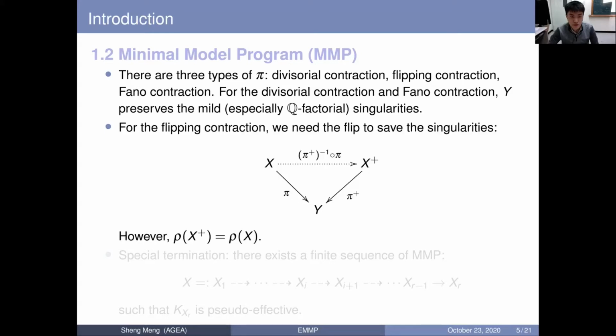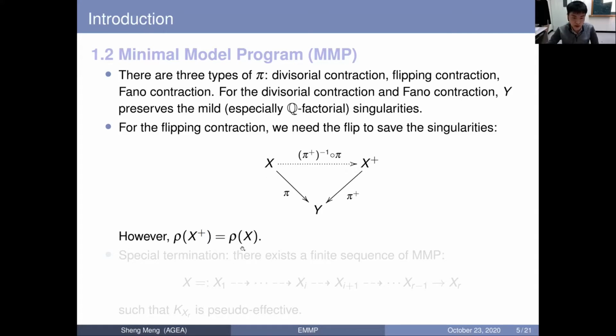However, for the flipping contraction, the image Y must not be Q-factorial, even though X is Q-factorial. So we need the flip to save the singularities. So here is the diagram. And the birational map here is called the flip. But the disadvantage is that the Picard number will increase. So the Picard number of X and the Picard number of X plus are the same.